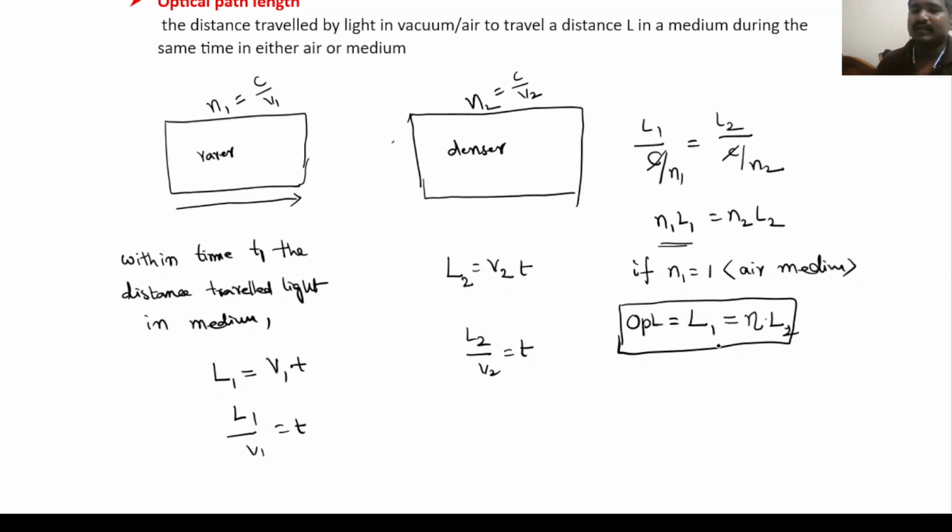Simply, the optical path length in air medium is much greater compared with other media. So here you can write one more point: the optical path length in air must be greater compared with the optical path length in any medium. Because the speed of light in the rarer medium, that is air, is maximum compared with any other medium. Therefore, the optical path length in air is greater compared with any other medium.